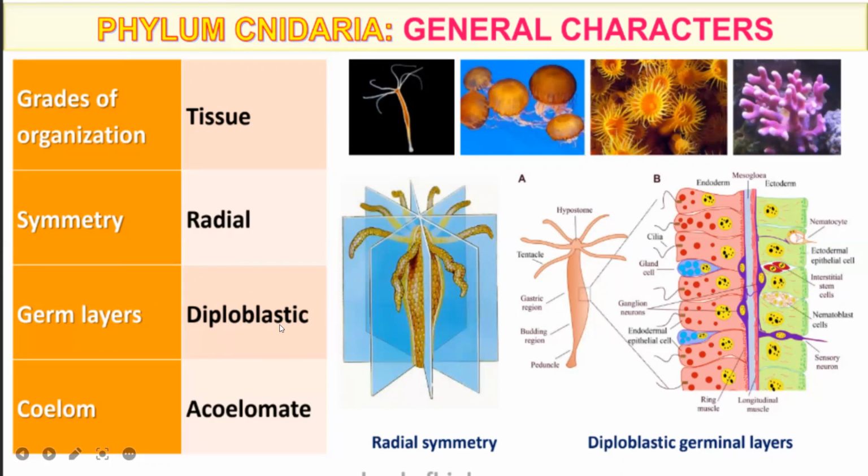Germ layer: it is diploblastic. If you remember, what is di? It has two layers. Which are the two layers? Endoderm and ectoderm. Which layer is missing? Mesoderm. It has only two layers, endoderm and ectoderm; mesoderm is missing. Coelom is acoelomate, meaning they don't have a body cavity.